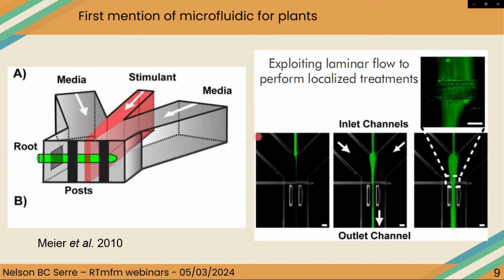And basically by playing under pressure in these two control channels, you can play on the size of the beam, the green beam, and then you can treat, for example, a cell or one or two cells or a full tissue. And so this allows, by exploiting laminar flow, to perform localized treatments.